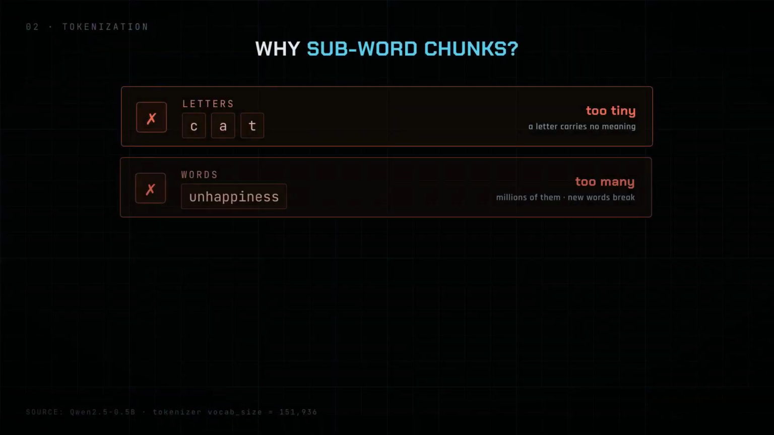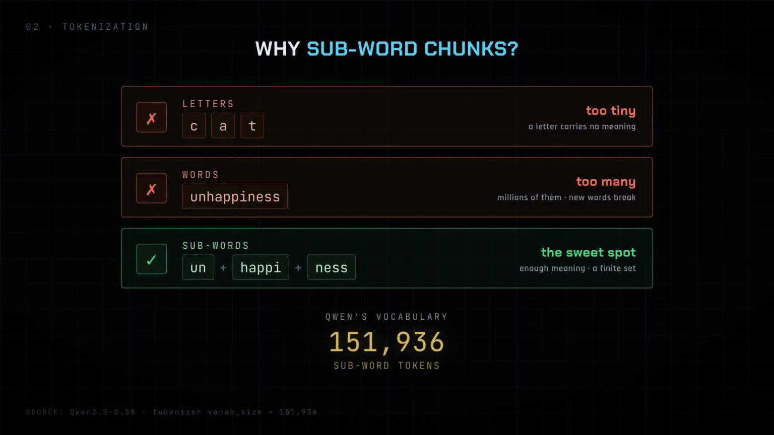Why chunks and not letters or whole words? Letters are too tiny to carry meaning. Whole words would need millions of entries and still choke on new ones. Subword chunks are the sweet spot. Qwen's vocabulary holds 151,936 of them.